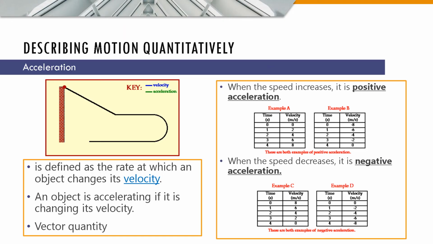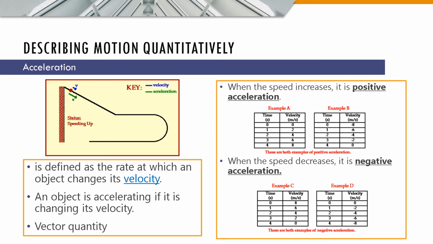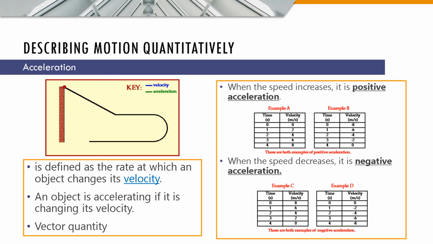Okay? So, aside from the speed and velocity, the distance and displacement, we can also describe motion through acceleration. So, what is acceleration nga po ba? It is defined as the rate at which an object changes its velocity. So, we can say that an object is accelerating if it is changing its velocity. Tatandaan po natin yon. So, pag nagbago yung velocity, then, nagkakaroon tayo ng acceleration.